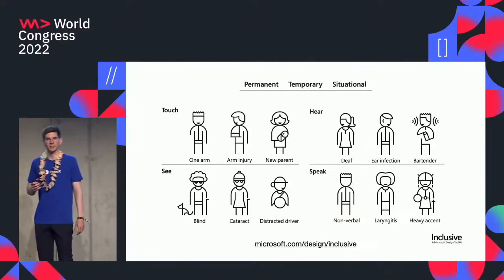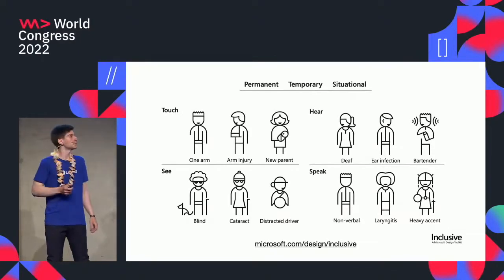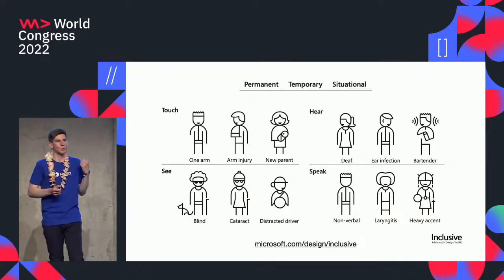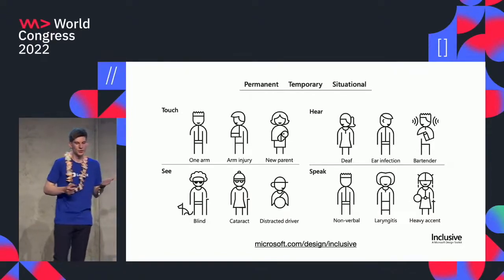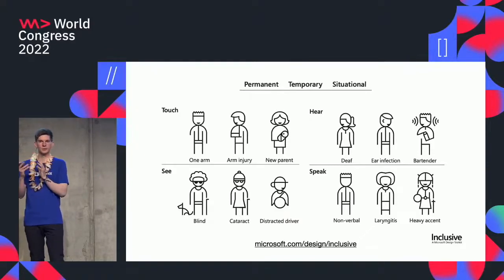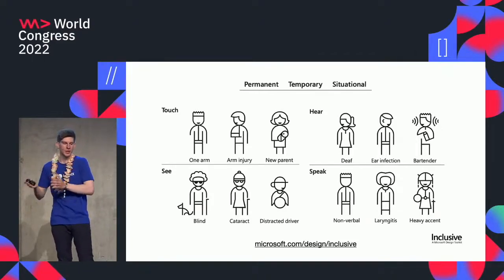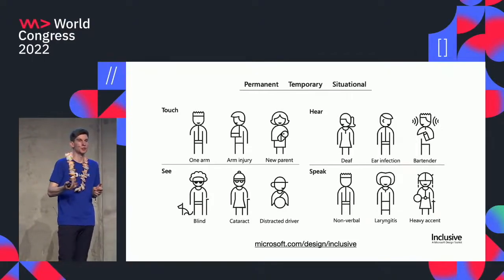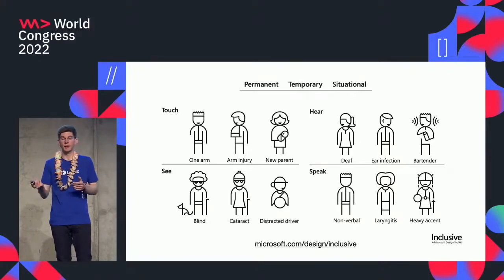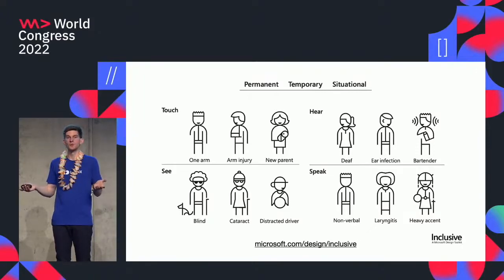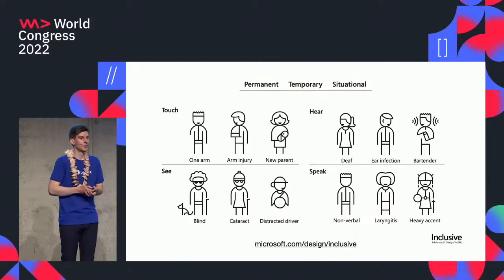There's the Microsoft Inclusive Design Toolkit that provides some very good resources, and one of them is this graphic, which shows you for each of these disability categories what would be a permanent one, a temporary one, and a situational one. Another one I really like is a person who has misplaced their glasses. If you can't zoom on a web page after you misplaced your glasses, that's quite annoying.